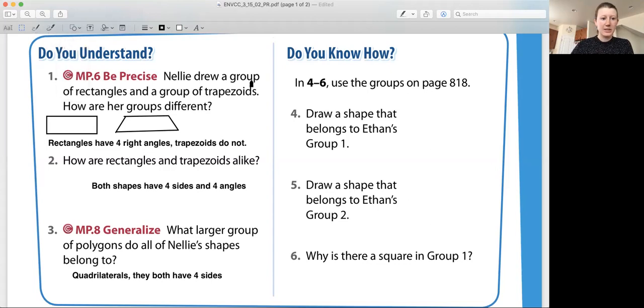Okay, a rhombus, see if I can draw it here in the corner, is a shape that looks kind of like this. Oops. Come on.